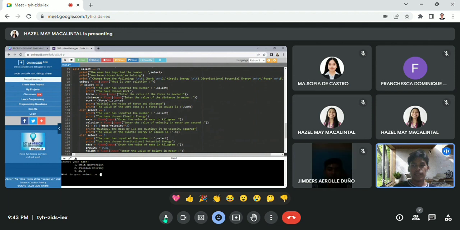So in line 95, if you select number 2, which is the problem solving, you can choose from the list either work, kinetic energy, gravitational potential energy, power, and of course exit, followed by the question, what is your selection? So if you select one among the list, you choose work.